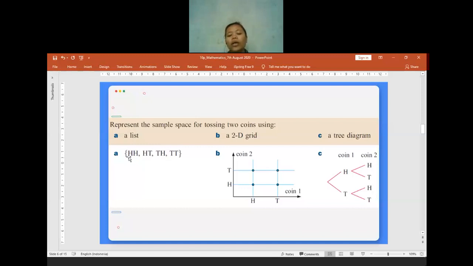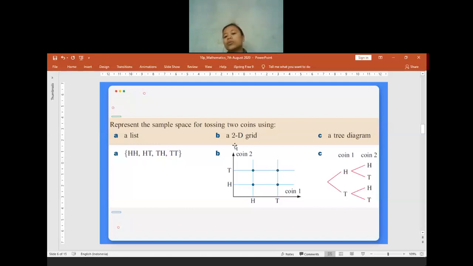So for 2 coins, I can get both of them head, or maybe the first one head and then the second one tail, or maybe the first one tail, the second one head, or maybe both of them are tails. So that's why if making the list, it will be HH, HT, TH, and TT. H for the head and then T for tail.